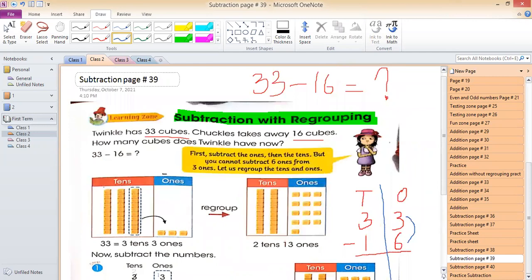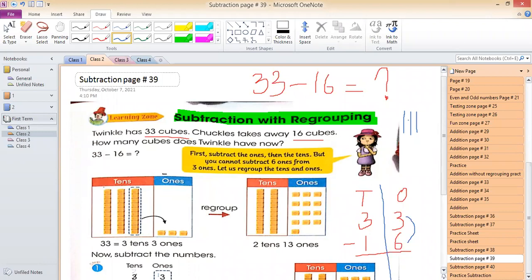So this is 3. I will draw 3 lines. 1, 2, 3. Now I have to cut 6 lines. No, I cannot cut 6 lines. I can only cut up to 3 lines. 6 is a bigger number. I have drawn only 3 lines, so either I can cut 1 line, 2 lines or 3 lines. I cannot cut 6 lines because 6 is a bigger number. So that means, guys, we cannot take out 6 from 3.